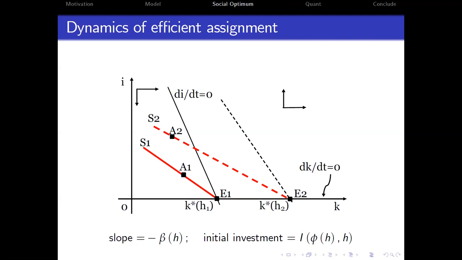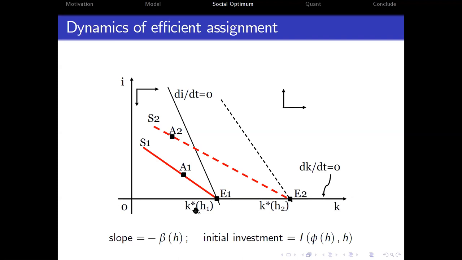So here, this graph, on the horizontal axis is the capital stock, and the vertical axis is investment. So think about a worker with H1 scale. The dI/dt equal to zero, that's this negatively sloped line. And dK/dt equal to zero is just I equal to zero, so it's just the horizontal axis. The intersection between these two would be the long run outcome, what I call the final stage.